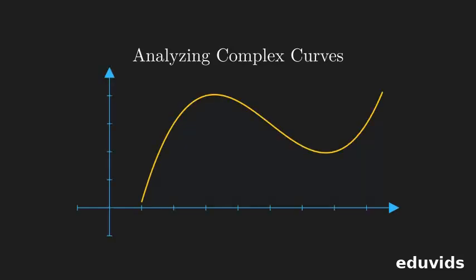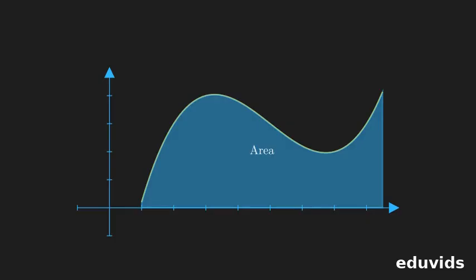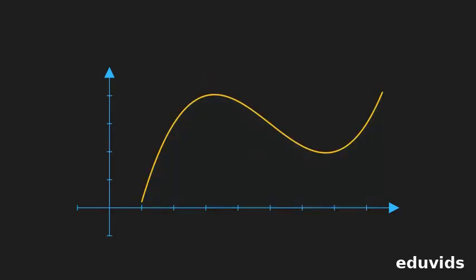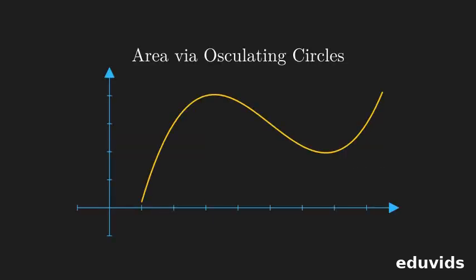How do we measure the space beneath a complex, bending line? Today, we will learn two ways to analyze curves: finding the area beneath them and locating their highest point, the apex. First, we explore circle approximation, and then we will switch to calculus to find the apex. We start with the framework for approximating area under a curved path.